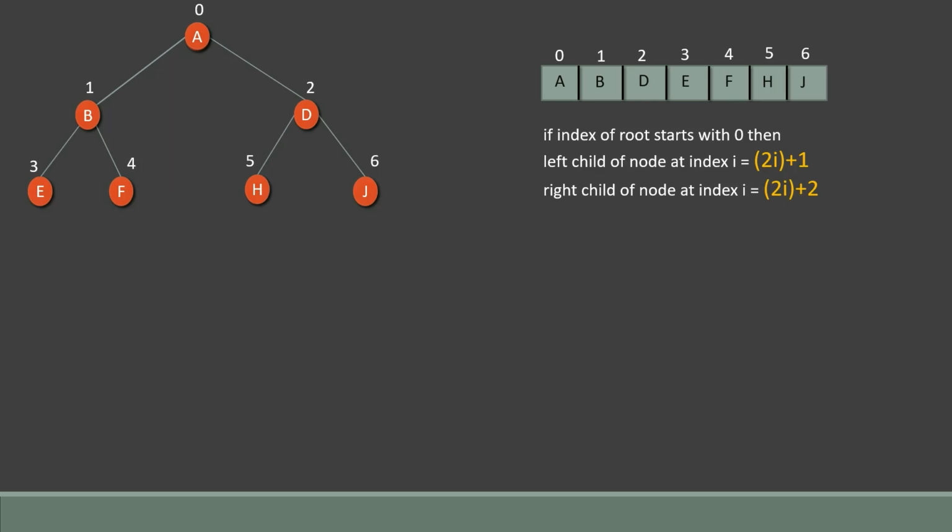So if the index of the root starts with 0, then the left child of a node at index I is equal to 2 of I plus 1, and the right child of a node at index I is 2 of I plus 2. Let's take a node from the array.